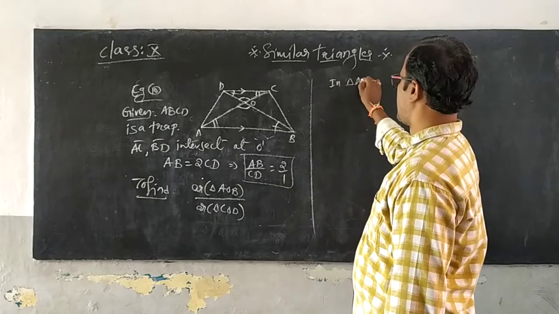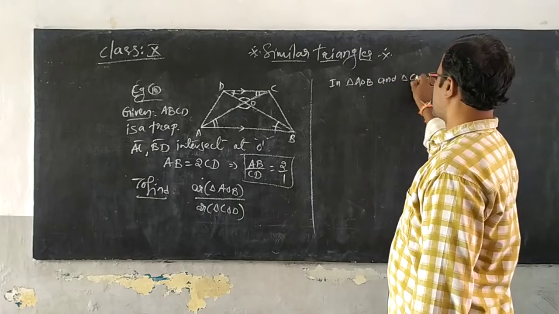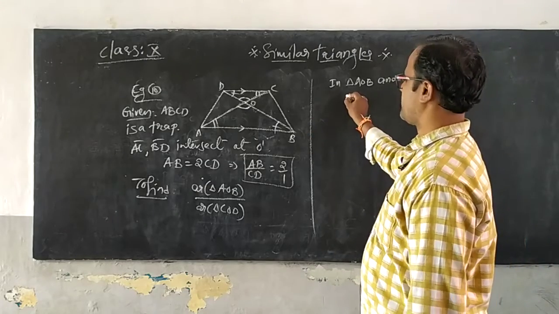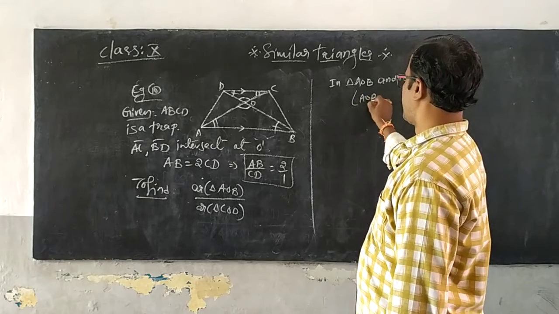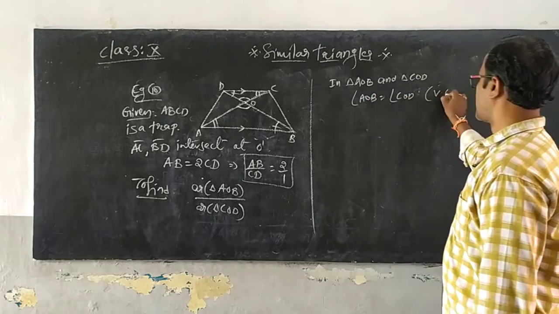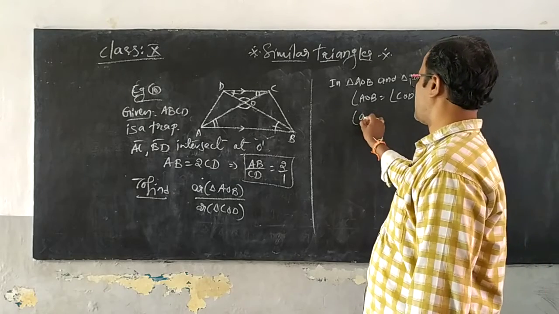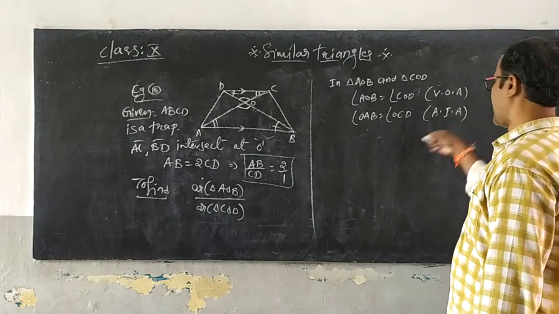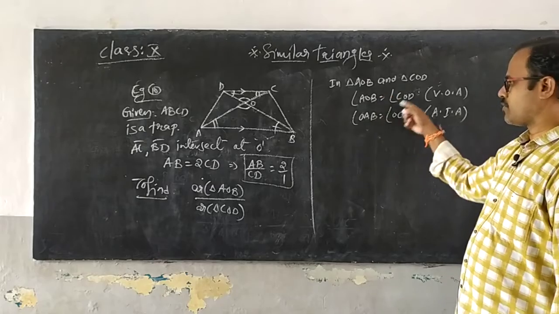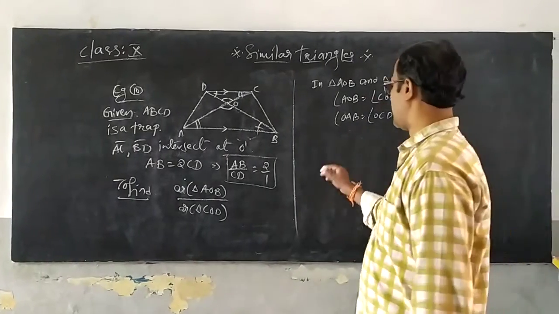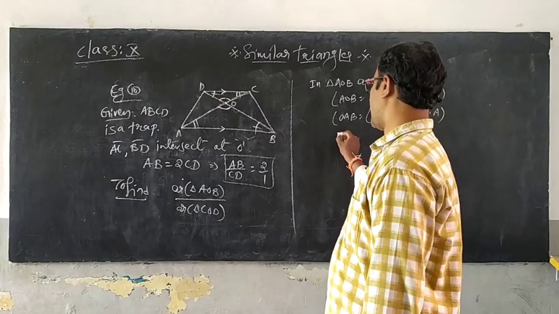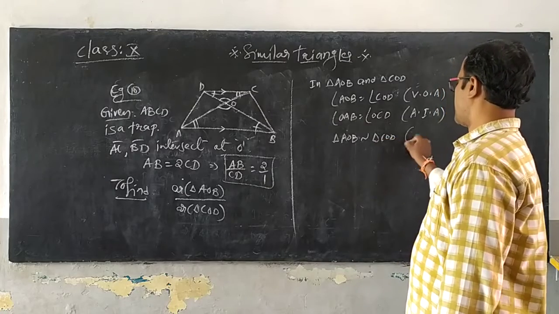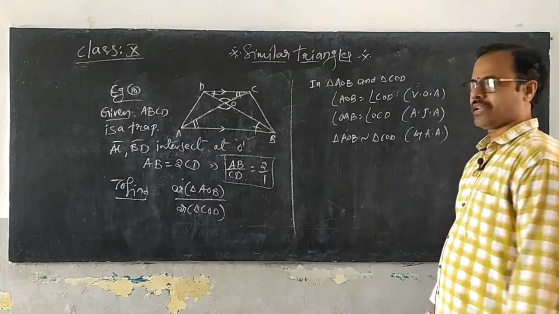Okay? Right. Now coming to the answer. In triangle AOB and triangle COD, what can you say? We can say that angle AOB is equal to angle COD, vertically opposite angles. Angle OAB is equal to angle OCD, alternate interior angles. When two angles of one triangle are equal to two angles of another triangle, then they are similar by AA similarity. Triangle AOB is similar to triangle COD by AA similarity.